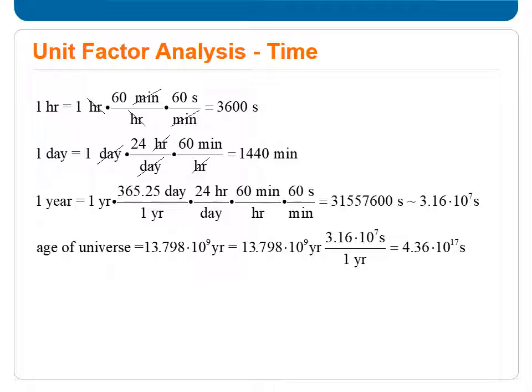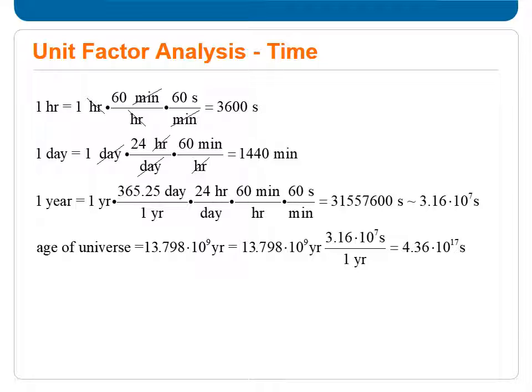Now, how many seconds are there in a year? Do the same thing, but include 2 more unit factors so that we can convert from years to days, then from days to hours, then from hours to minutes, and finally from minutes to seconds. There are 31,557,600 seconds in a year.